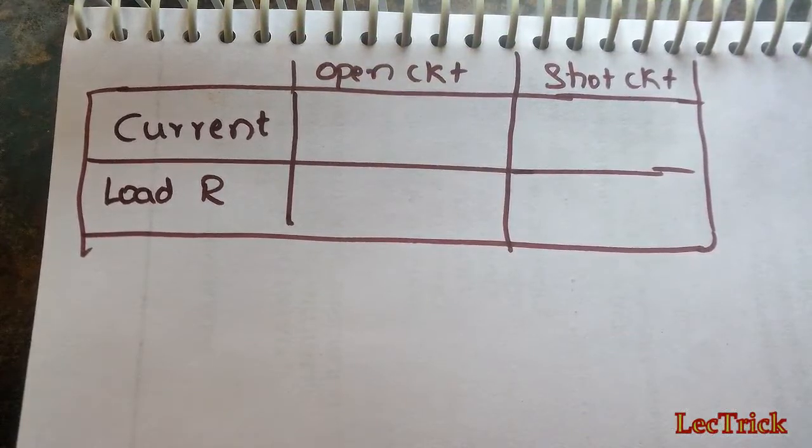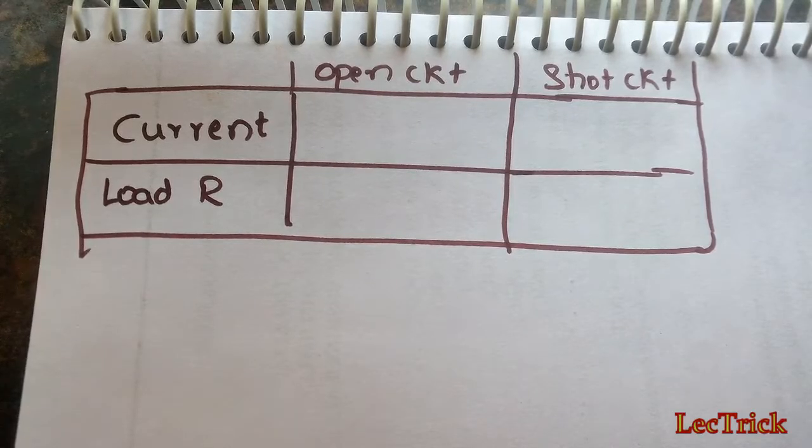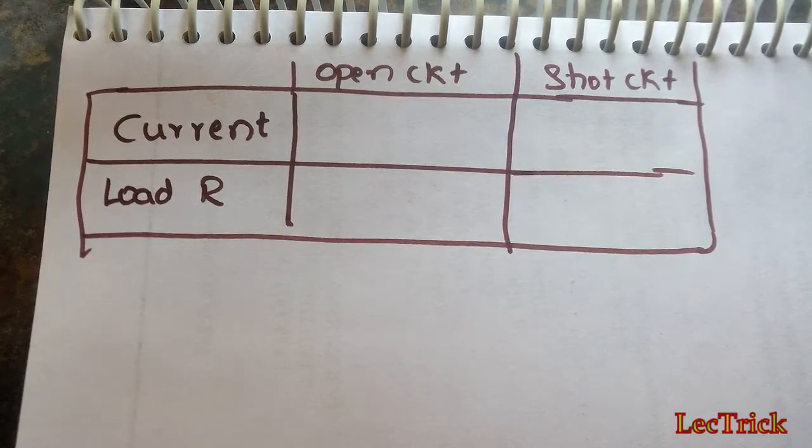In the last video we discussed electrical circuits and the types of electrical circuits. In today's video we will continue the topic. We discussed open circuit, short circuit, closed circuit, leakage circuit and other things.